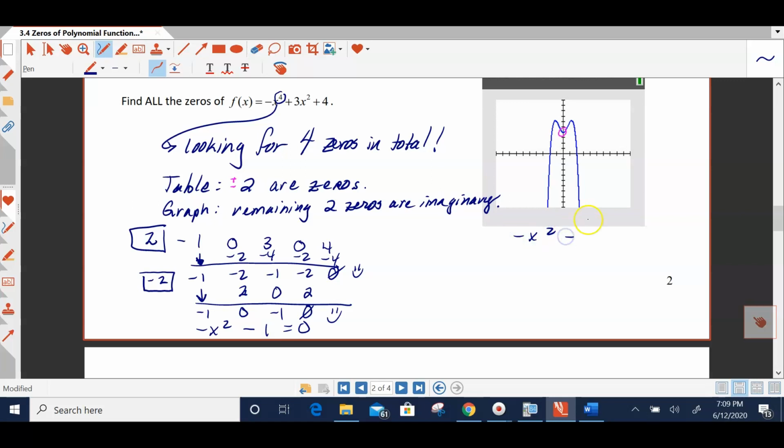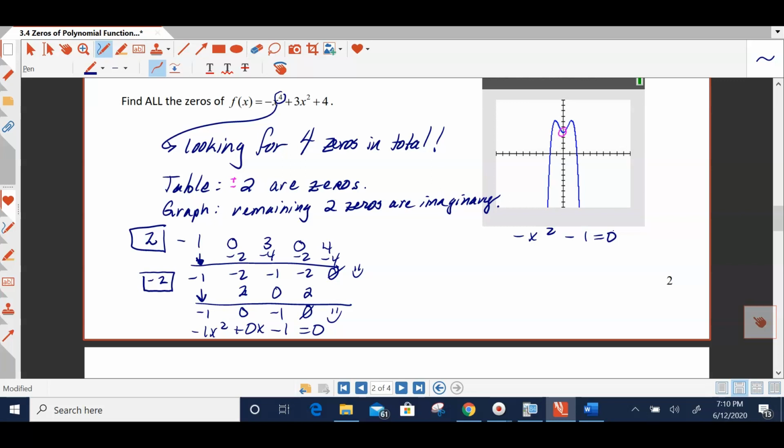-x² minus 1. Actually, let me do the whole thing here so you don't get confused. It's a -1x² plus 0x minus 1 equals 0. That's our quadratic. And I don't need the 0x in the middle, and I don't need the understood 1 in front, so I will just write it this way. -x² minus 1. It's a quadratic. I need to solve it.